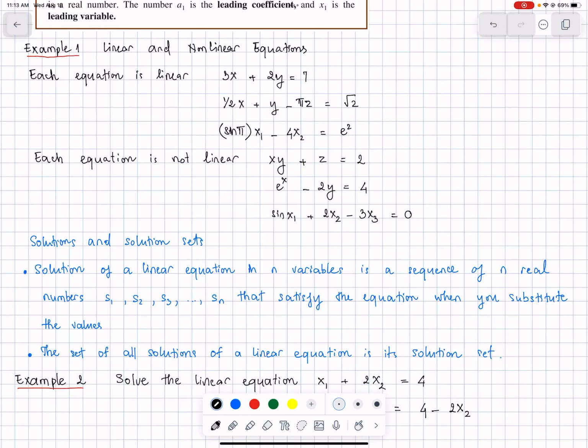Example number 1. Example of linear and nonlinear equations. Examples of linear equations are 3x plus 2y equals 7, 1 half x plus y minus pi z equals square root of 2, and sine pi x1 minus 4 x2 equals e squared. You notice that for the variables x, y, and z in a linear equation, the exponent is 1.